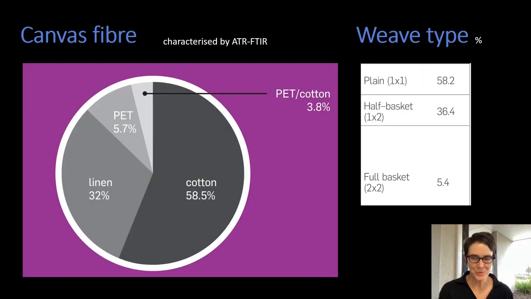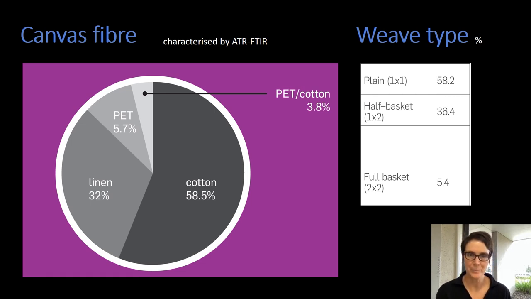And now on to results of canvas sample analysis. Fiber analysis showed good correlation with the information provided by manufacturers, with cotton the most prevalent fiber at almost 60% of samples, followed by linen, polyethylene terephthalate, and PET cotton blends. Three weave patterns were identified in the canvas fabrics.